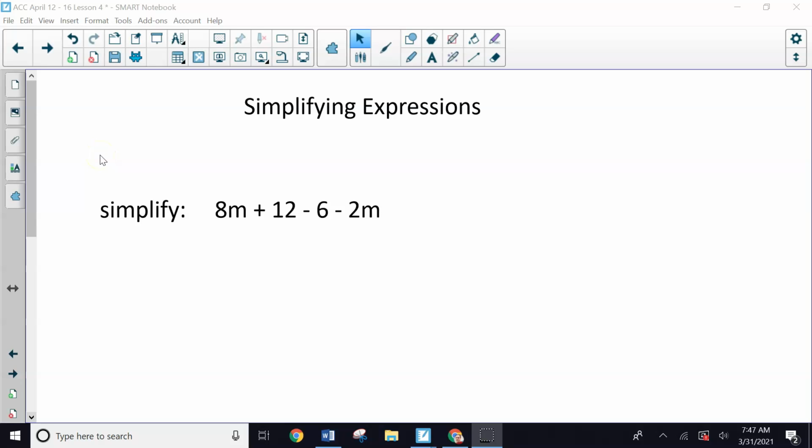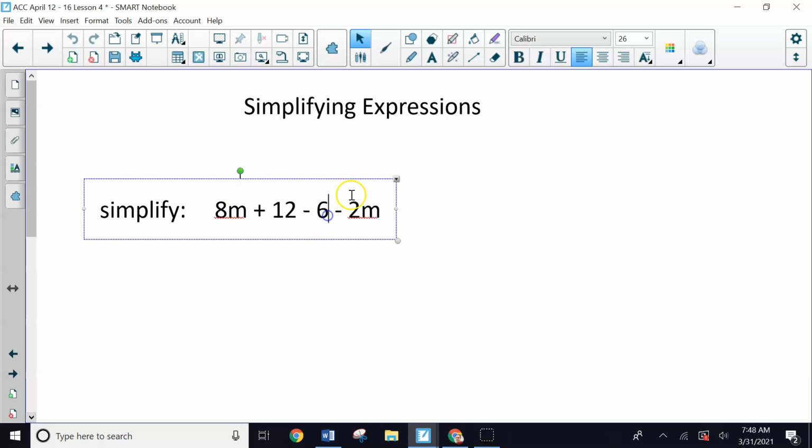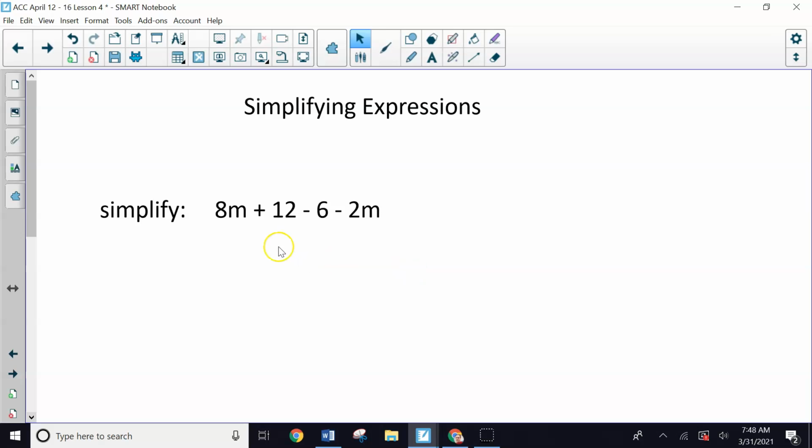Hello, this is just a quick video on simplifying expressions. This time we're going to be looking at expressions that involve positive and negative numbers, and sometimes the answers are going to be negative, so we're dealing with a different dimension of these problems than we did earlier in the year. So let's review some things and see how to do this.